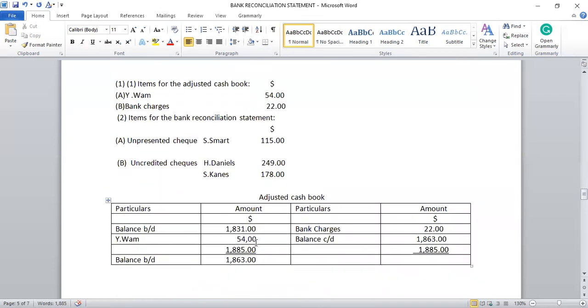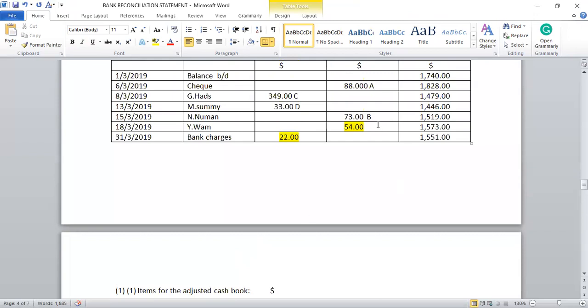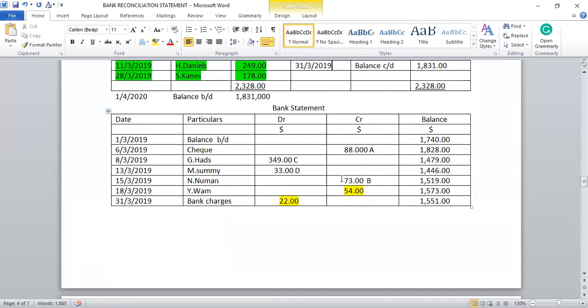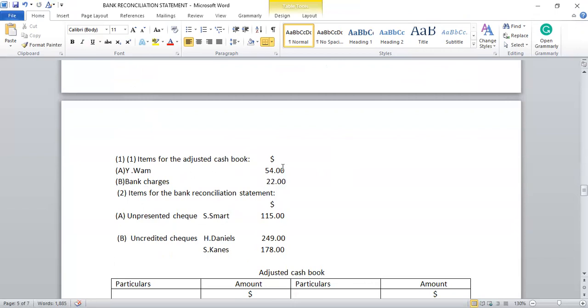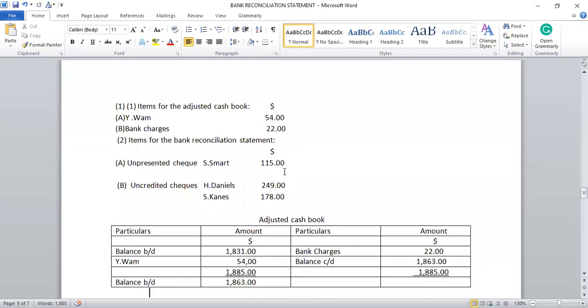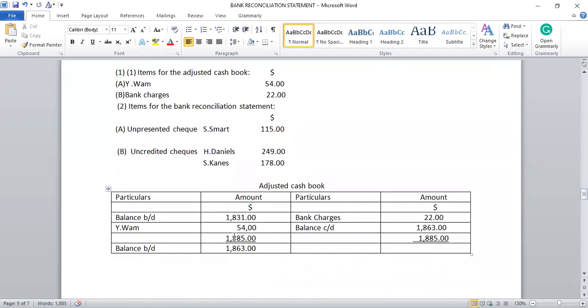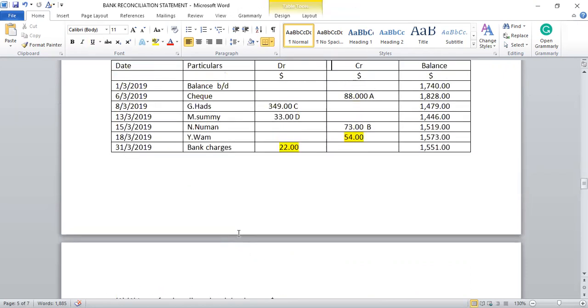Okay. Now on the debit side, we see $54 for A1. That has not been included. This $54 has been received in the bank statement, but it has not been included in the cash book. So we include it, the $54. It has been received on behalf of the company, but the company is not aware. So we include it. That is to be debited, because when you look at the bank statement, it has been credited, it has been received on our behalf, but we don't have it.